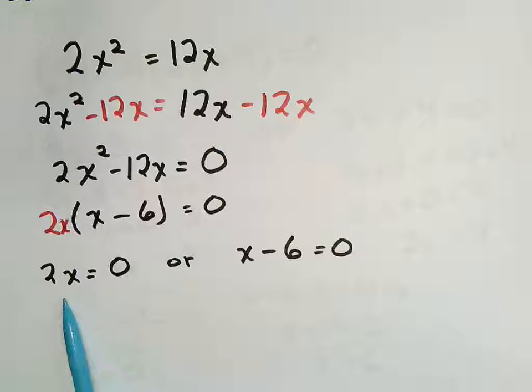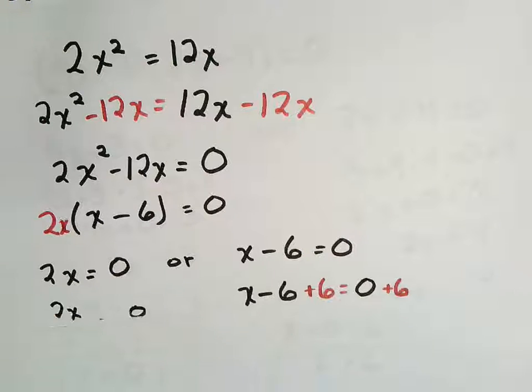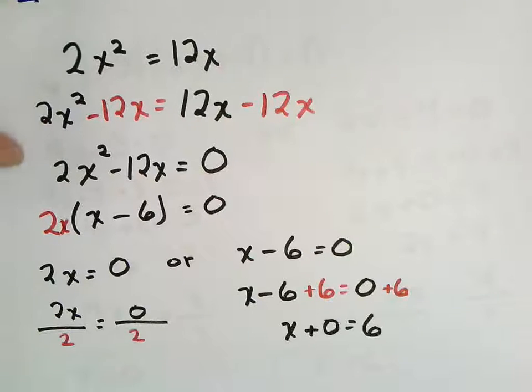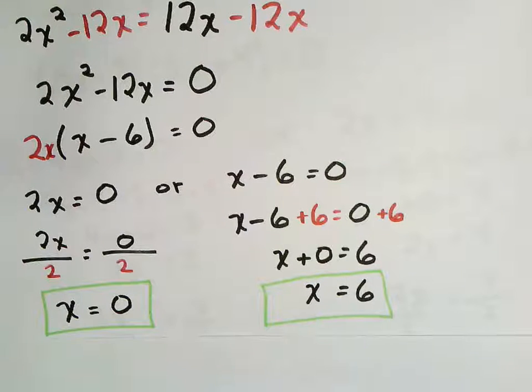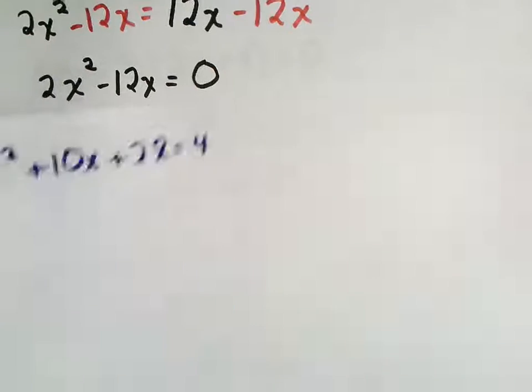Undo multiplying by 2 by dividing by 2. Undo subtracting 6 by adding 6 to both sides. When we do that, we're going to end up with x equals 0 and x equals 6. Let's look at another example.